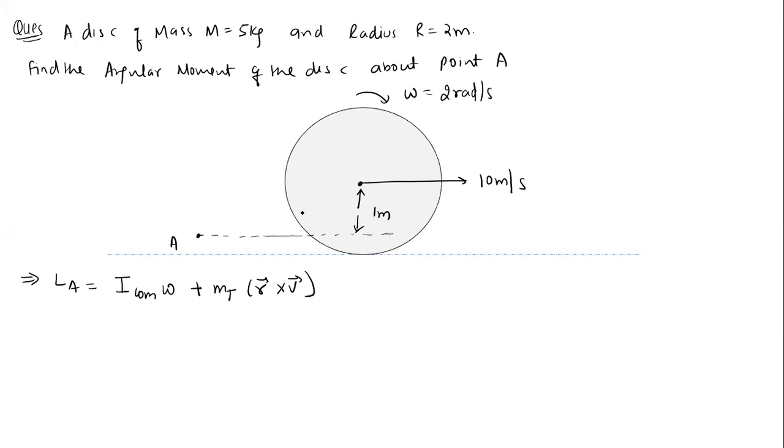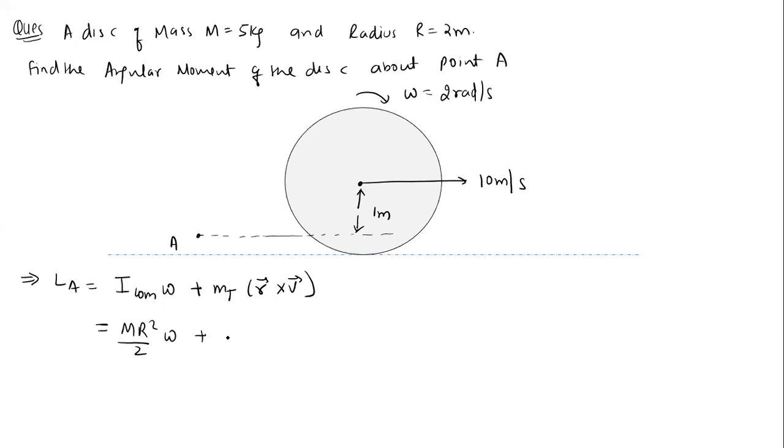So I think I should solve now. See, the angular momentum about point A is given by the moment of inertia of the body about the center of the mass. Now it is a disk. For a disk, what is the moment of inertia about the center? It is basically mr square by 2. Mr square by 2 is the moment of inertia through the center of the mass, into omega, plus total mass of the body.